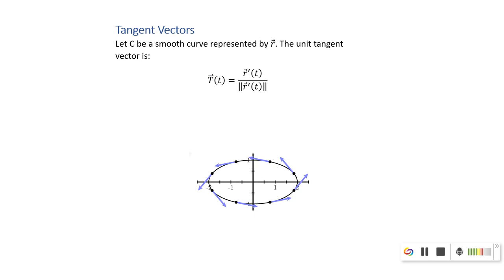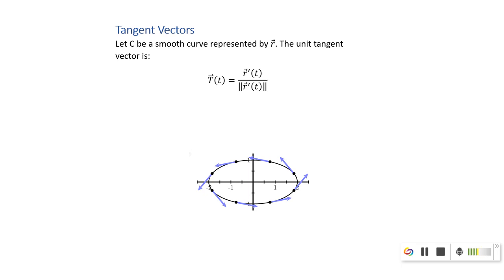And so on this screen, I have an image of a plane curve. So that would be an r of t, a vector valued function. And those little blue arrows are supposed to represent the tangent vectors. They should just be touching the curve, just like a tangent line, and they are pointing in the direction of the motion. And so if we want to find a tangent vector, we just need to take the derivative of our vector valued function.